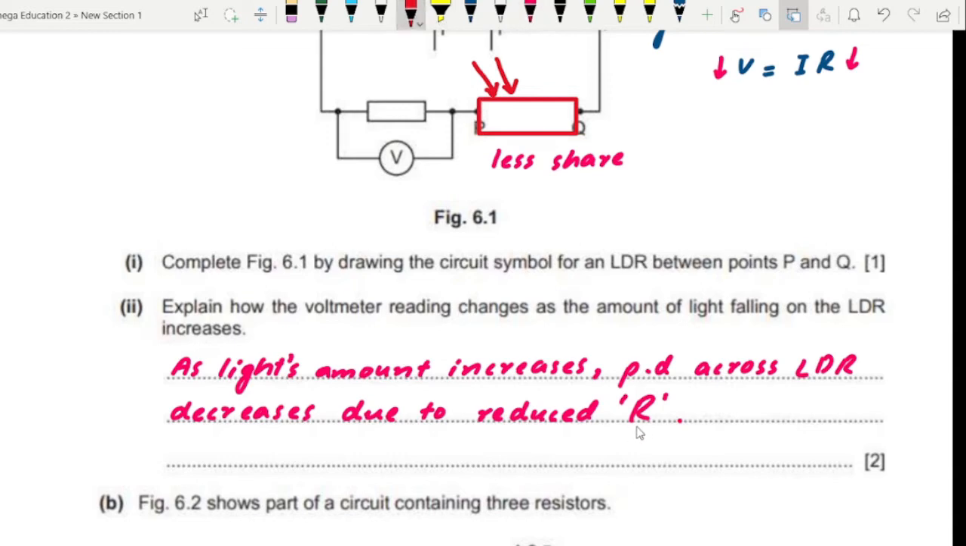Hence the voltmeter reading, because the voltmeter is not connected across the LDR, it is connected across the other resistance which is in series. So that resistance would be left with a bigger share of the voltage comparatively. So the voltage reading on the voltmeter would be increased. Hence voltmeter reading increases.